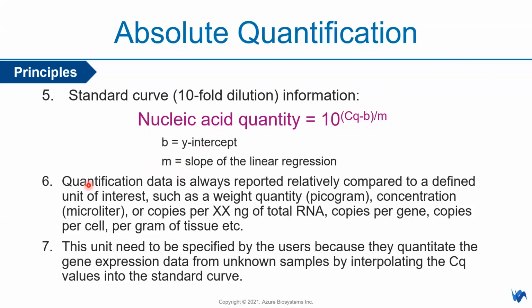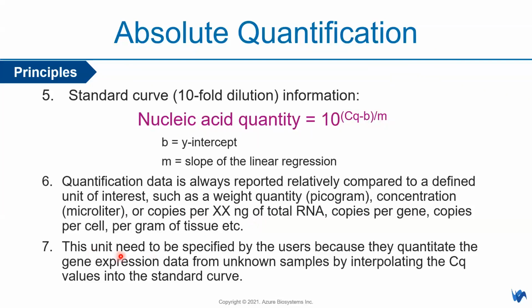Right, so this quantification data is always reported relative to a defined unit of interest. For example, by the end of the day, the data you get is how many picograms of tissue, or what concentration you get in your unknown sample, like per microliter, or how many copies of gene per XX nanogram of total RNA, or how many copies per cell, and so on and so forth. So you have a definitive value that you get from this standard curve.